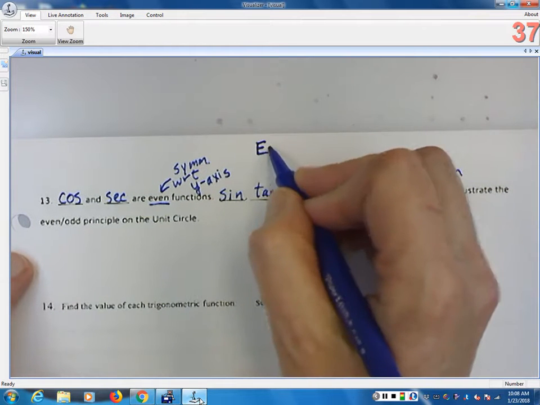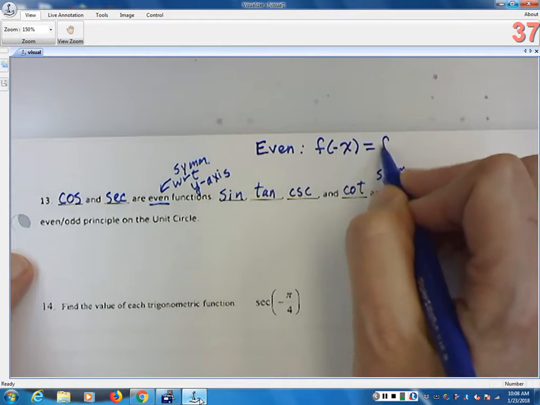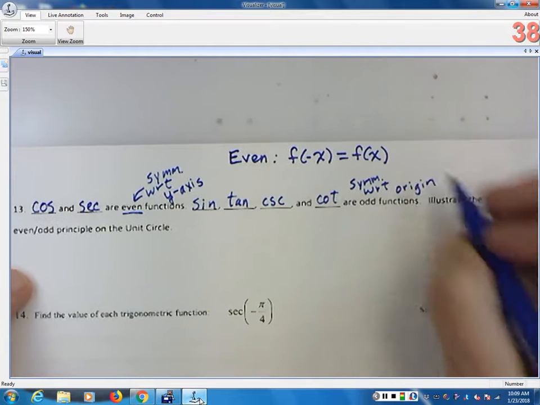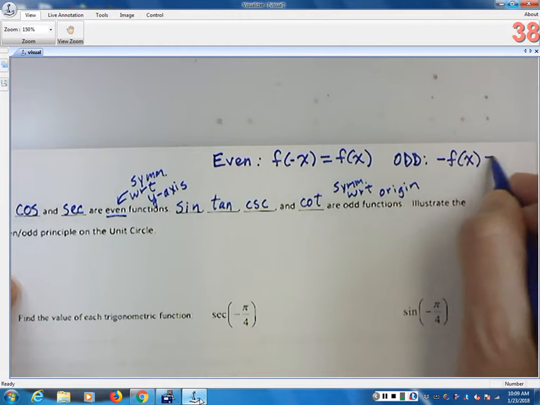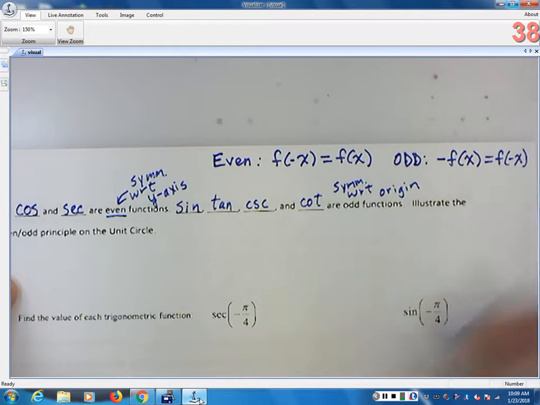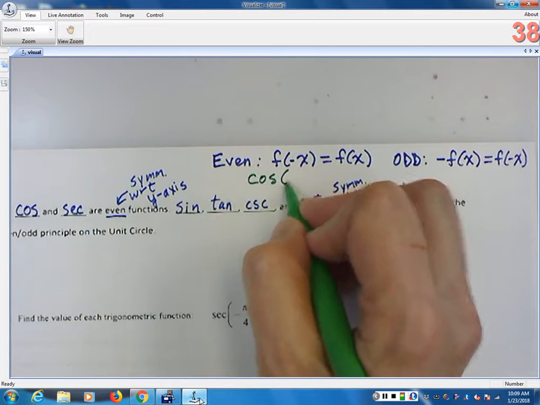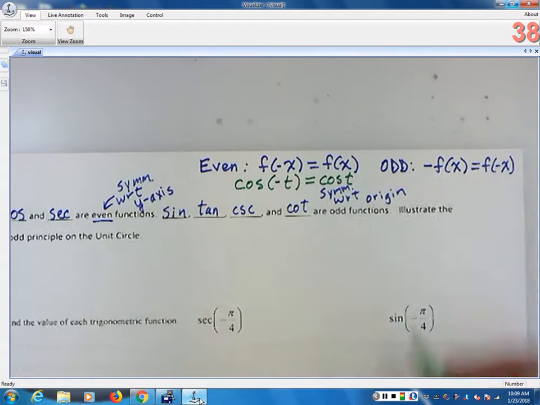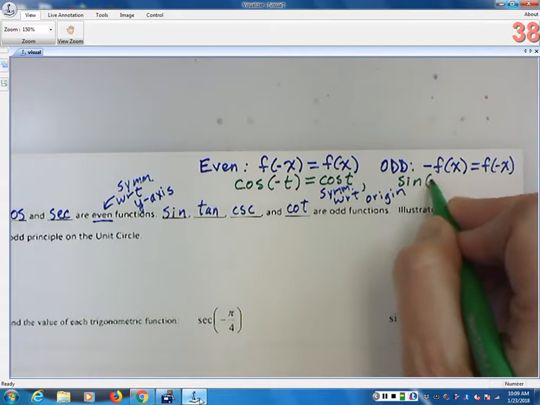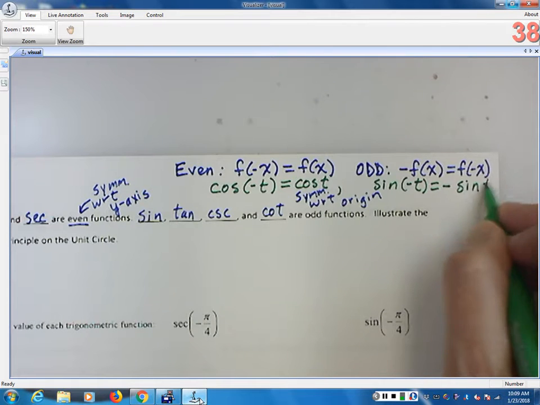From Math 1710, even functions satisfy f of minus x equals f of x. And odd functions mean that minus f of x equals f of minus x. So since cosine is even, we can use this even property. If we have cosine of negative t, we can just replace that with cosine of t. And if we have sine of negative t, we can just replace that with negative sine of t. I've kind of written it the other way here.